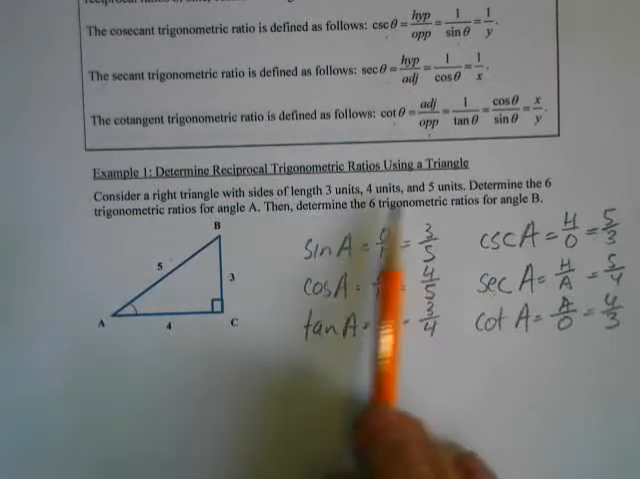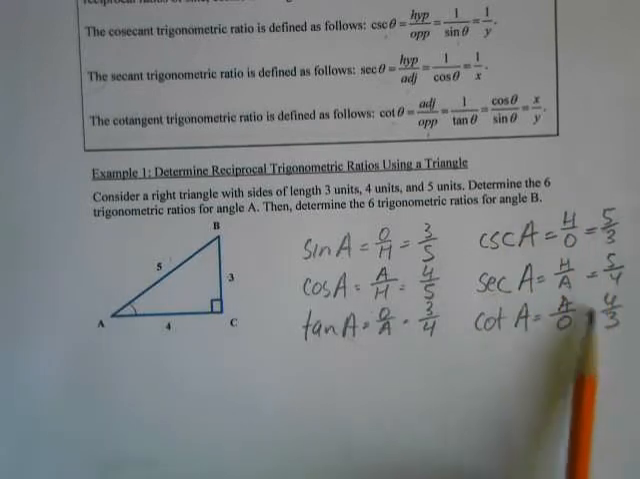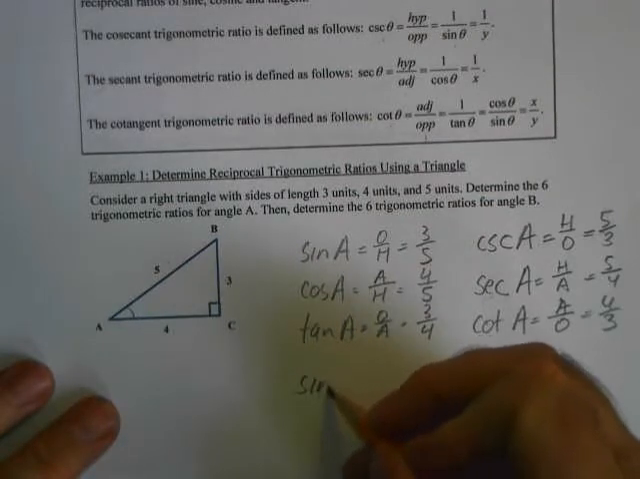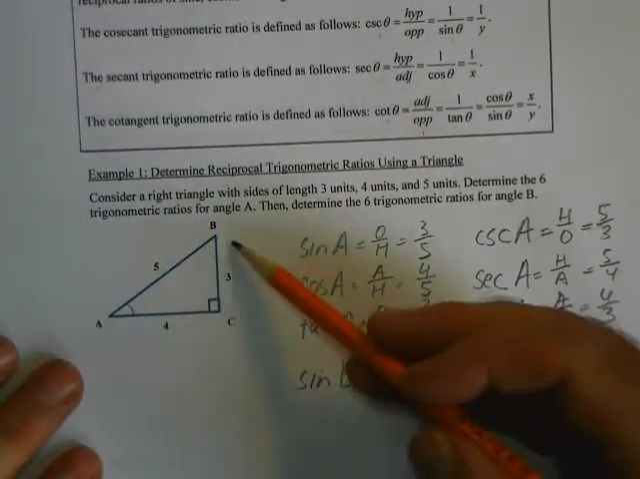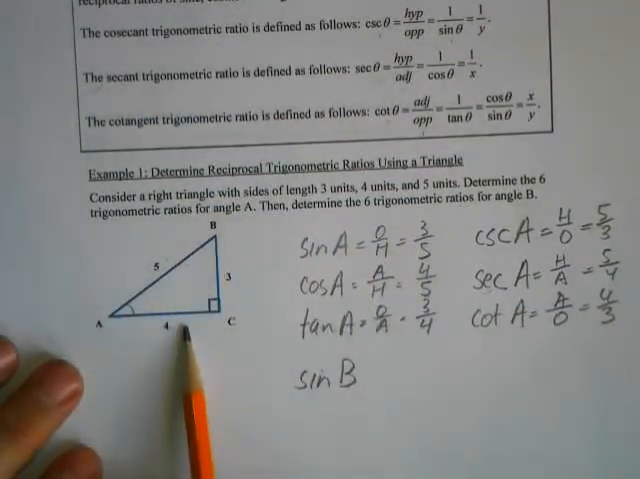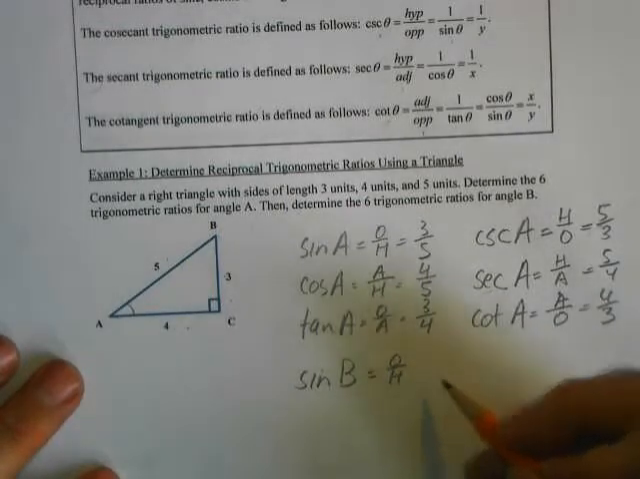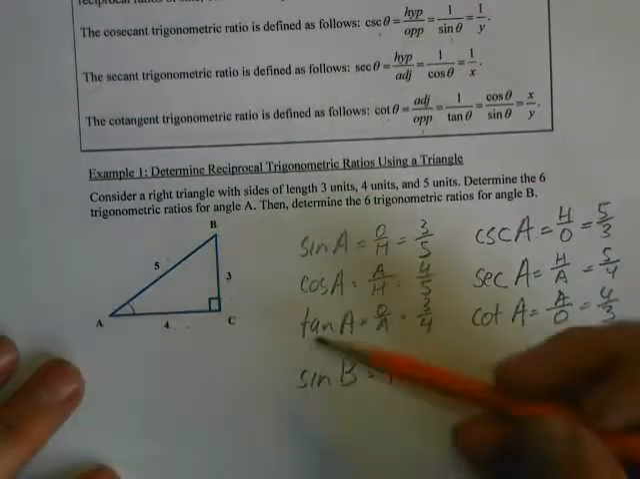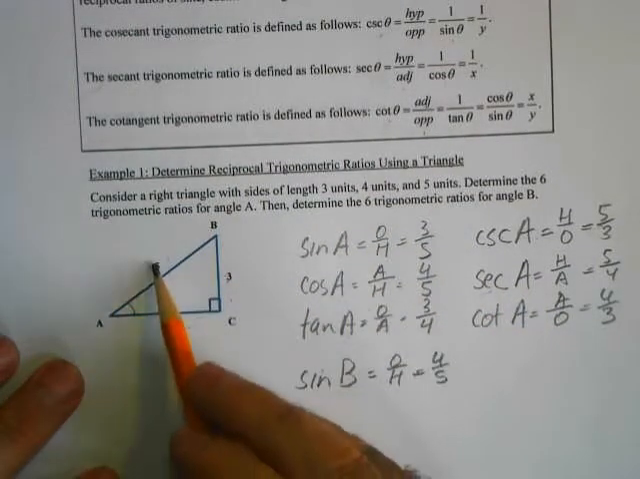Okay, so now we have our primary trig ratios for angle A, our secondary trig ratios, or our reciprocal trig ratios for angle A. We do the exact same thing for B now. So remember, when we go to B, our opposite and adjacent sides change, because now for B, this side would be the opposite, this side would be adjacent, which was different from angle A. Okay, so sine B, opposite over hypotenuse, but this time it's 4 over 5, because the opposite side is 4, the hypotenuse is 5.